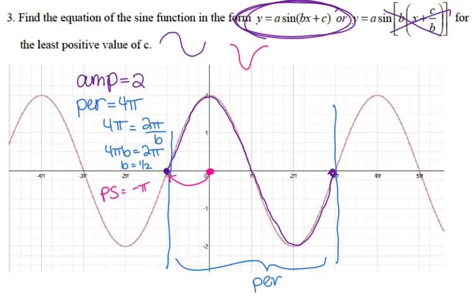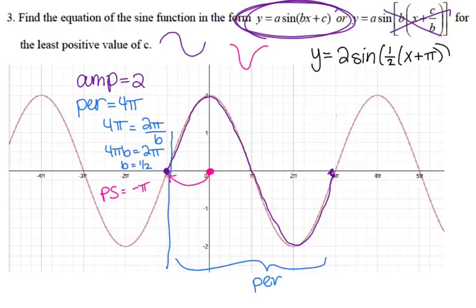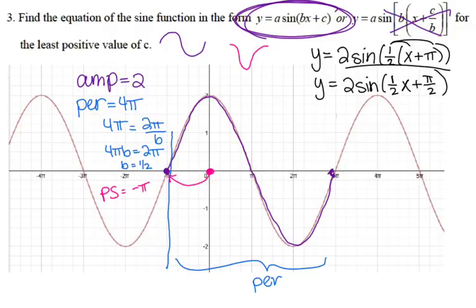Alright, so now we can write the equation. I'm going to go ahead and erase this so I have some space to write. So I have y equals 2 sine of b, which is 1/2, and then x minus my phase shift, so x minus negative π becomes x plus π. And then I always want you to simplify, so distribute that 1/2 into the parentheses. So I have y equals 2 sine of (1/2 x plus π/2). And there's your equation for number 3.